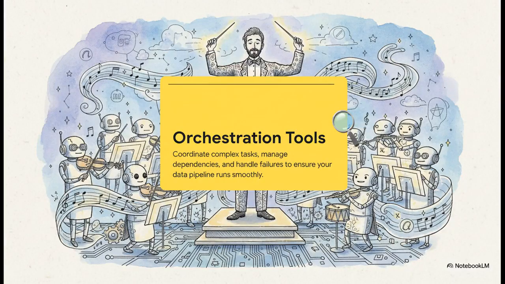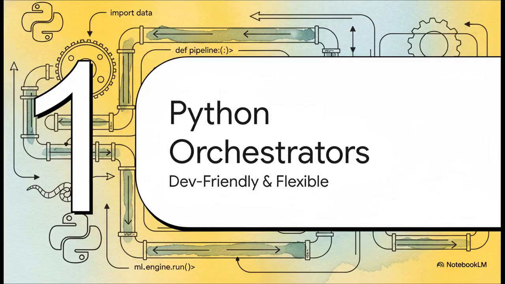This is exactly where orchestration tools come into play. The best way to think of them is like the conductor of your AI orchestra. Their one job is to manage all that complexity. They coordinate every single task, they handle the dependencies between them, they gracefully deal with any failures, and at the end of the day, they make sure your entire pipeline runs smoothly from the very first step to the grand finale. All right, let's get into the tools themselves.